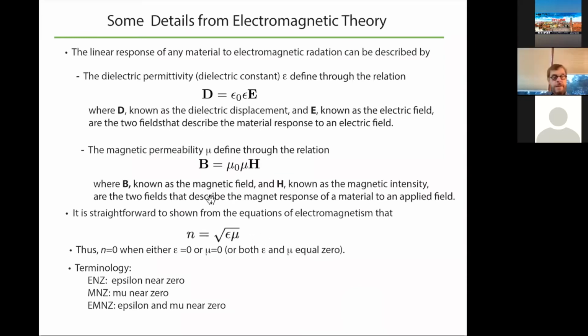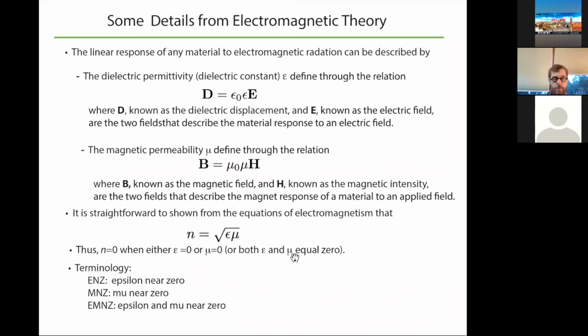I call this some details from electromagnetic theory, but in fact, I'm just showing this so that I can define epsilon, the relative permittivity, and mu, the relative permeability. And then it's very easy to show from Maxwell's equations that the refractive index is the square root of epsilon times mu. This means that n is equal to 0 when either epsilon is equal to 0 or mu is equal to 0 or both epsilon and mu are equal to 0.